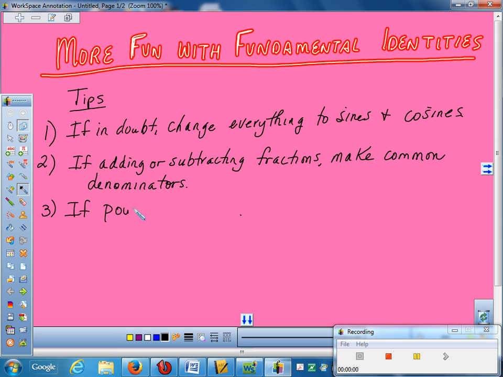Beta? If you have powers that are larger than 2, look to factor. It's probably going to happen. Can I go back? Yeah.